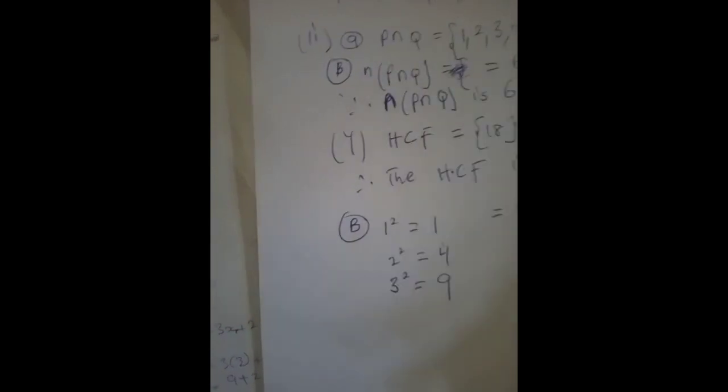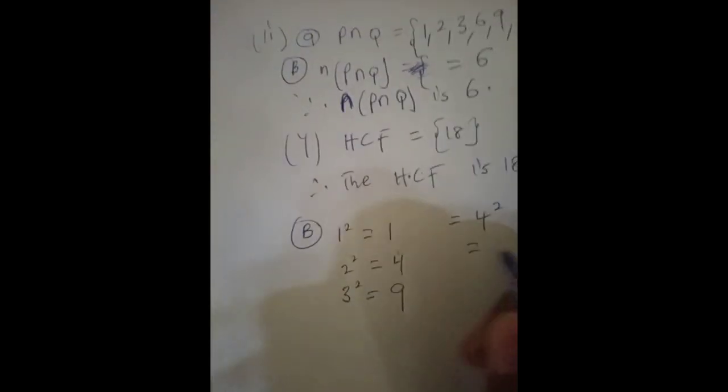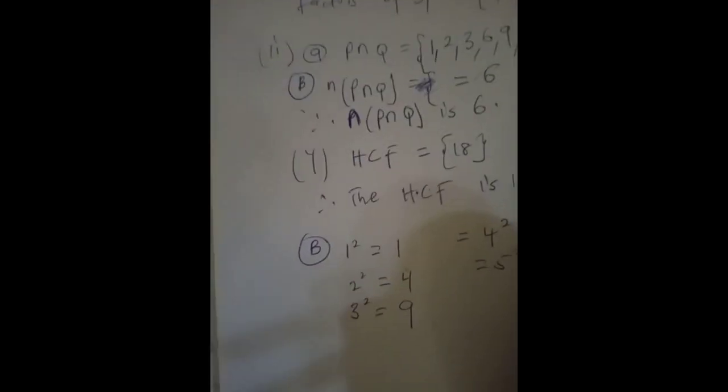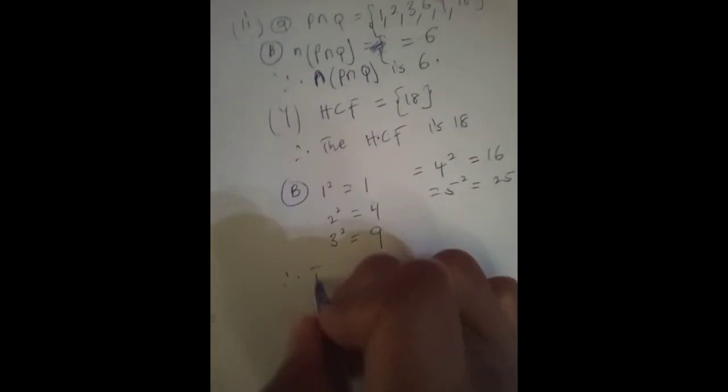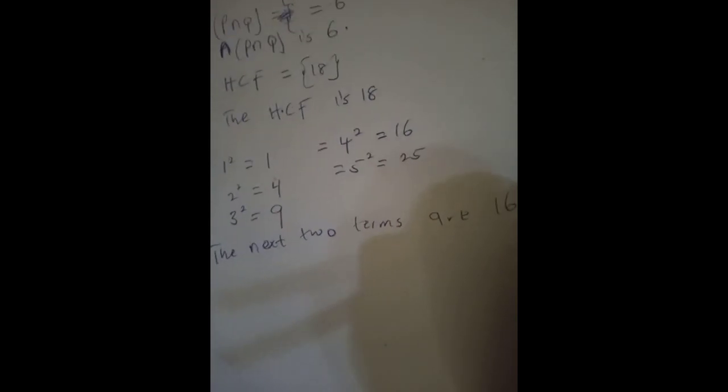We have 4 squared, which is 16, and we have 5 squared, which is 25. So the next two terms are 16 and 25. We are done with that.